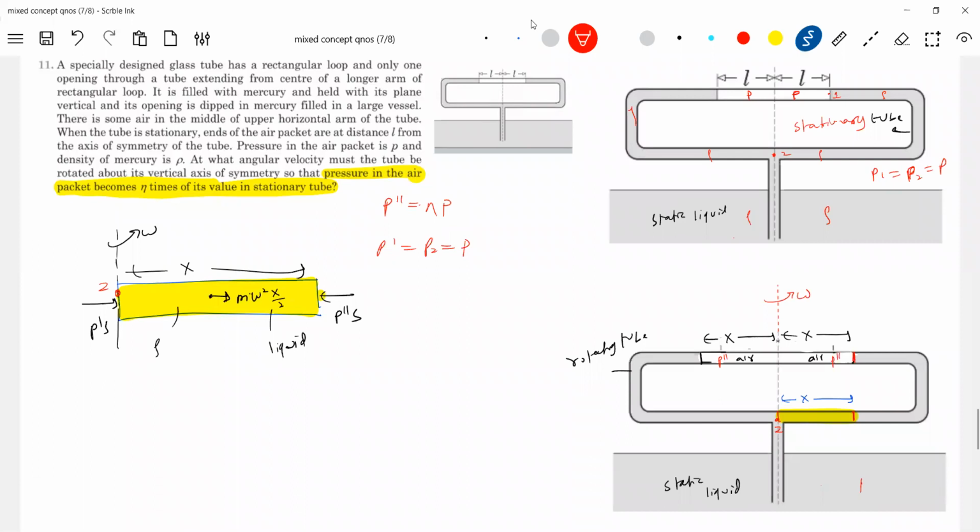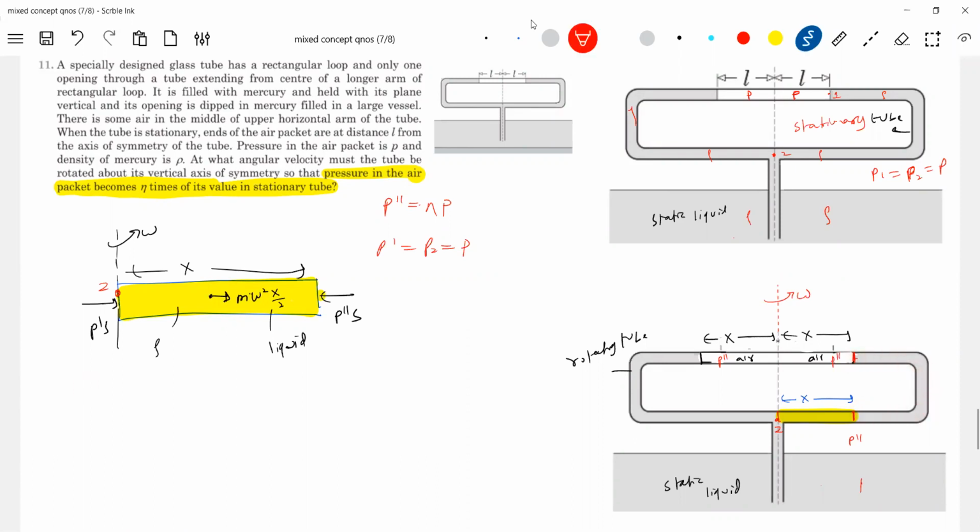What is the state of this liquid column? You can say it is in rotational equilibrium. You stand at the axis and check: the net force on it should be 0. If you stand at the axis, what do you see? P dash S or P double dash S. Why will P double dash S come? What pressure is acting? That pressure should act here. So what is the pressure at this particular point? It should be P double dash. The pressure at this point should be equal to the pressure at this point when it is rotating.